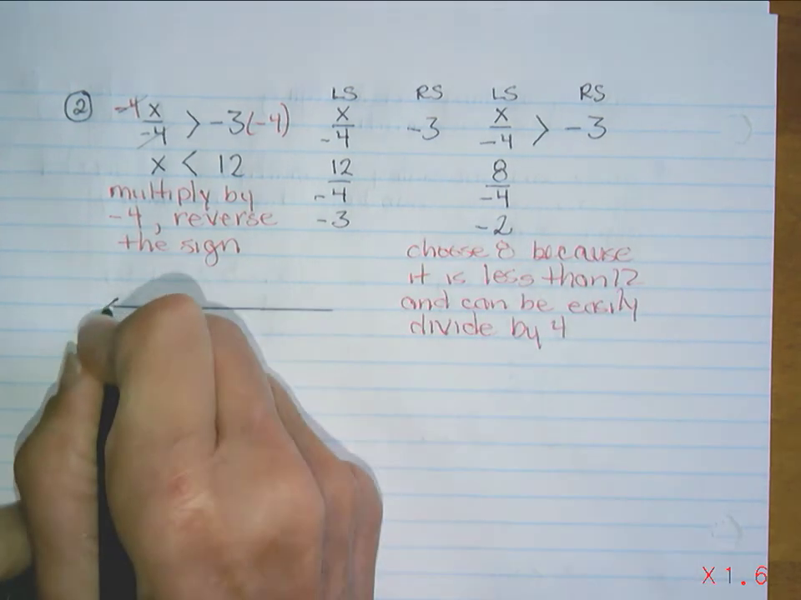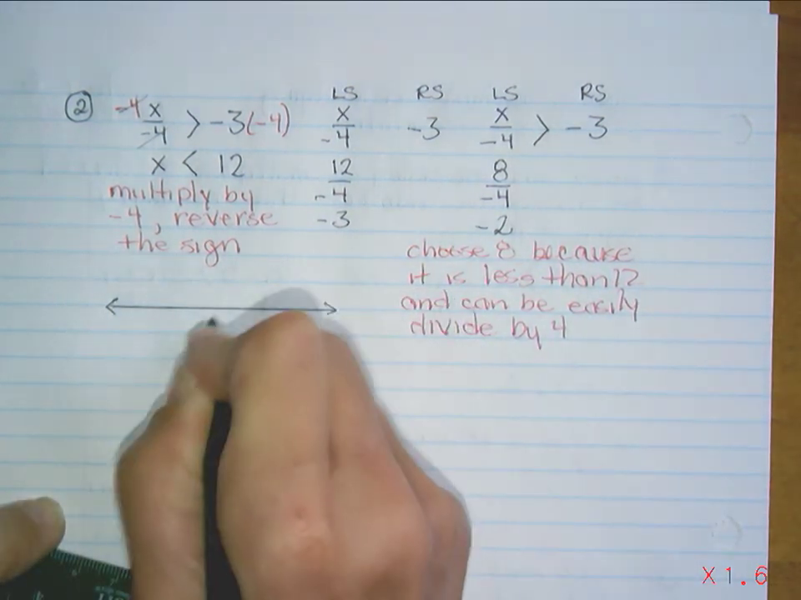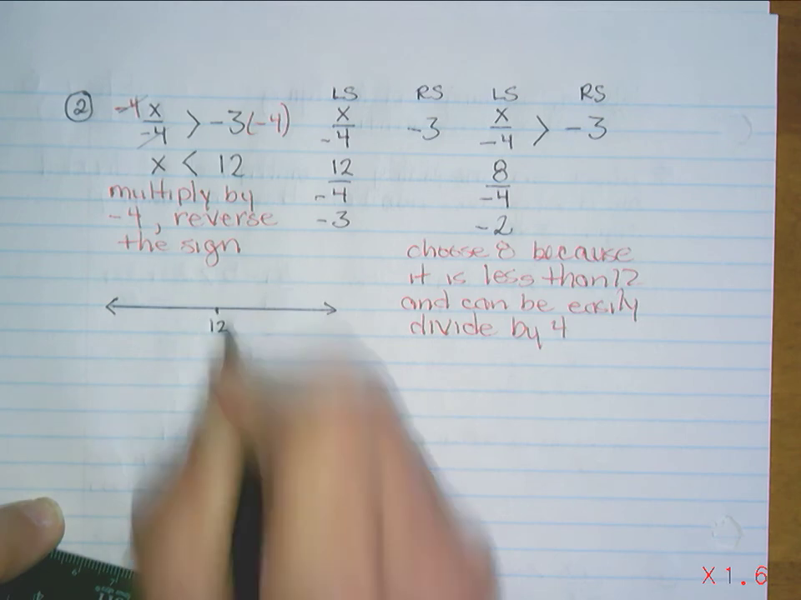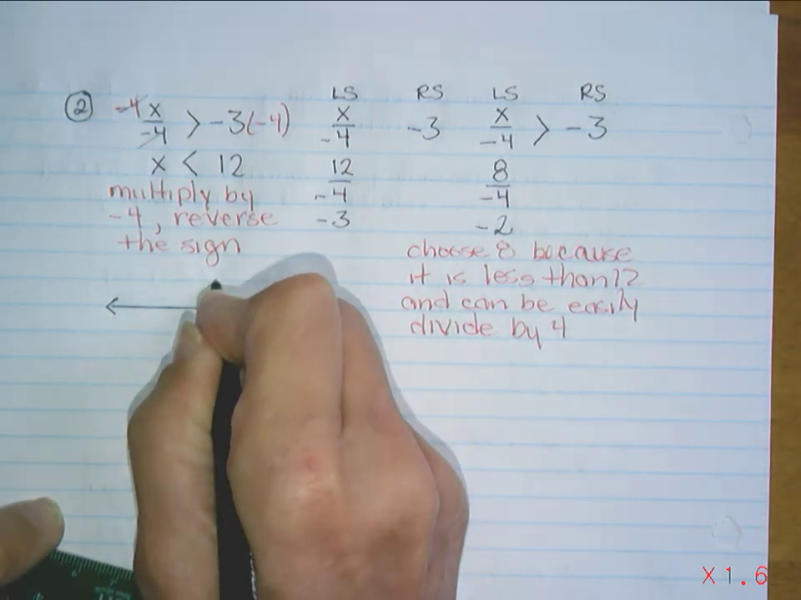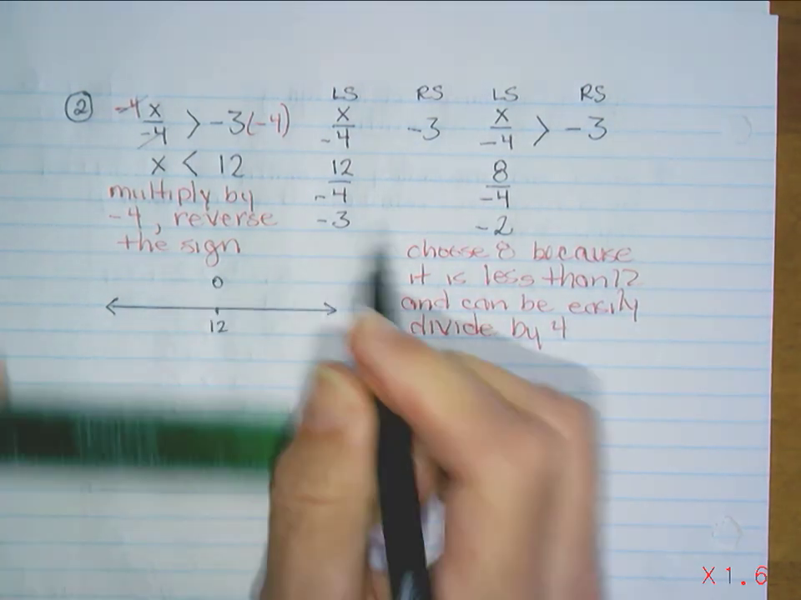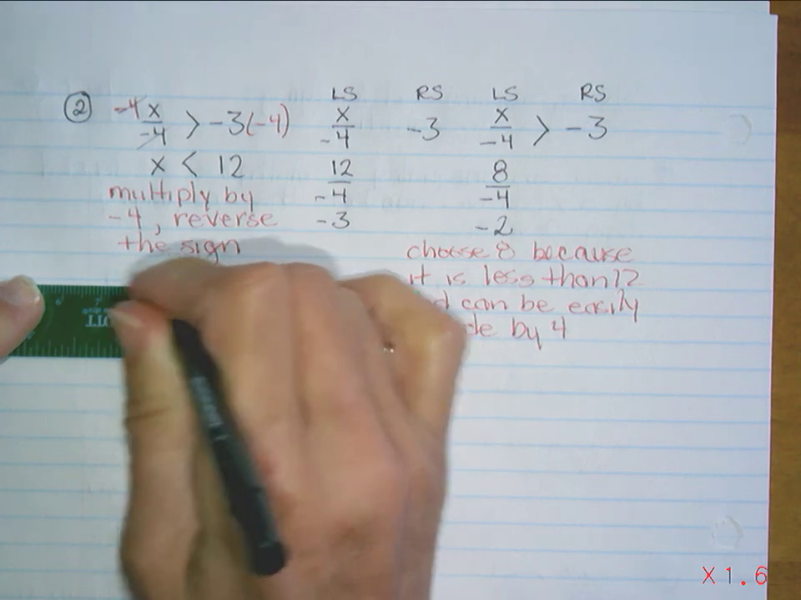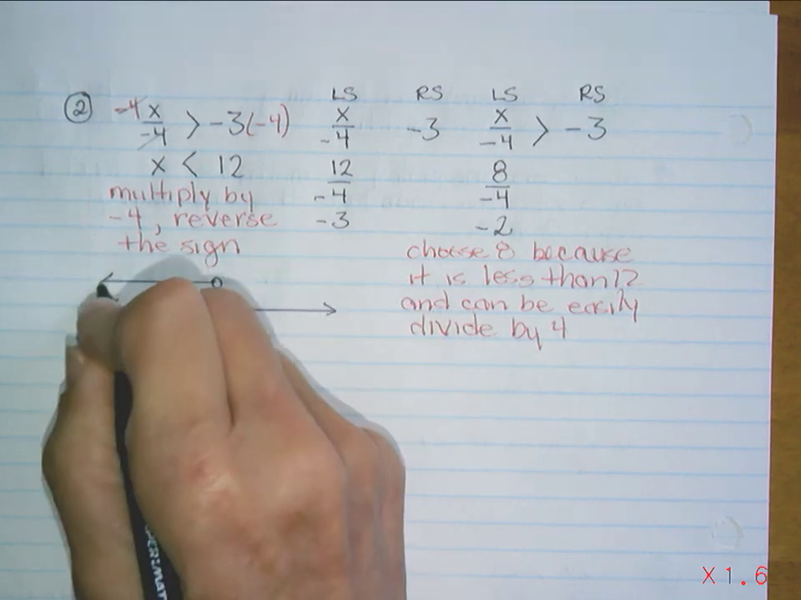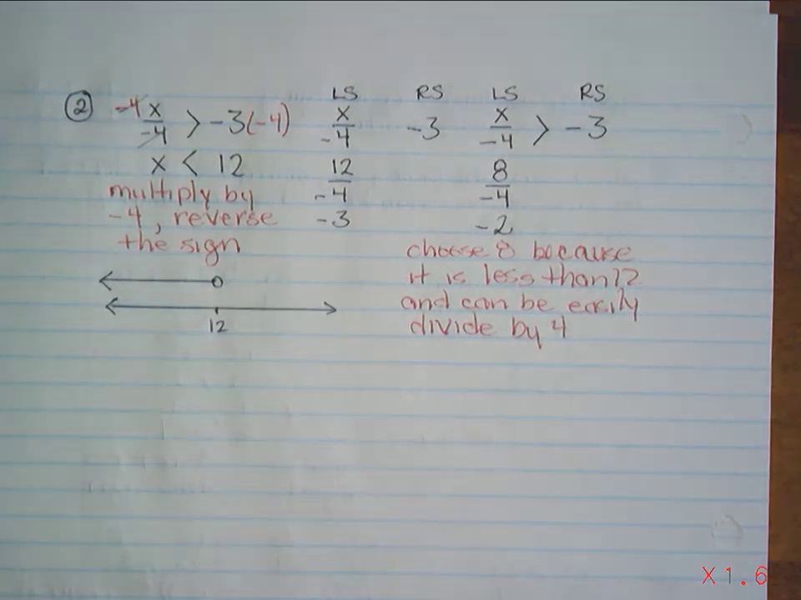Now, of course, we have to graph it, and you've done tons of this now. So we have the number 12. Line. There's where the 12 is. It's an open circle and x is less than 12, so it goes to the left. Open circle because it's not equal, and to the left because x is less than.